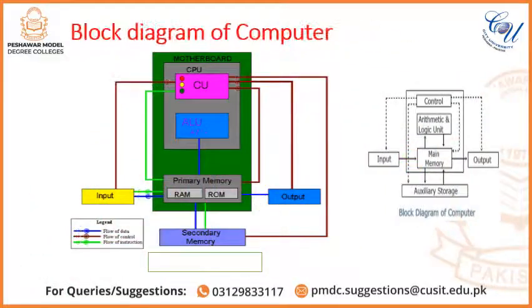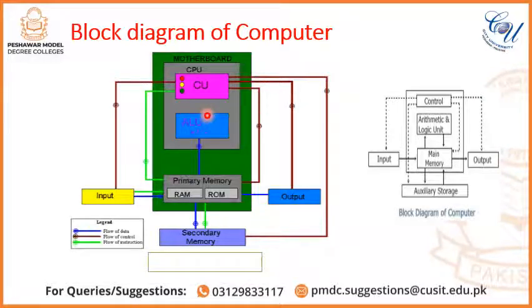The last topic is about the block diagram of a computer. A block diagram of a computer gives you the pictorial representation of how a computer works inside. We will see how a computer works from feeding the data to getting the result. Here is the block diagram of a computer system. The control unit, CU, and arithmetic logic unit are combinedly called the central processing unit, or the processor, as we call it.